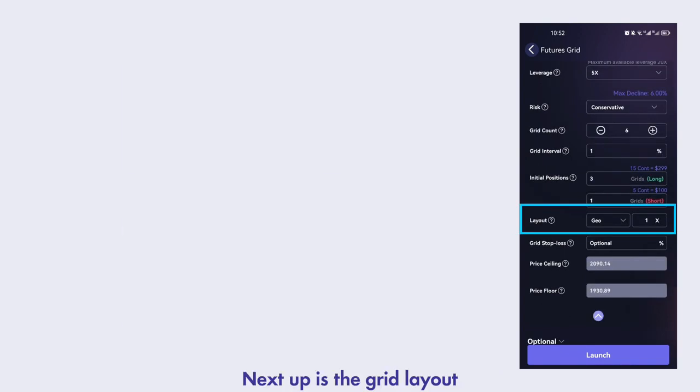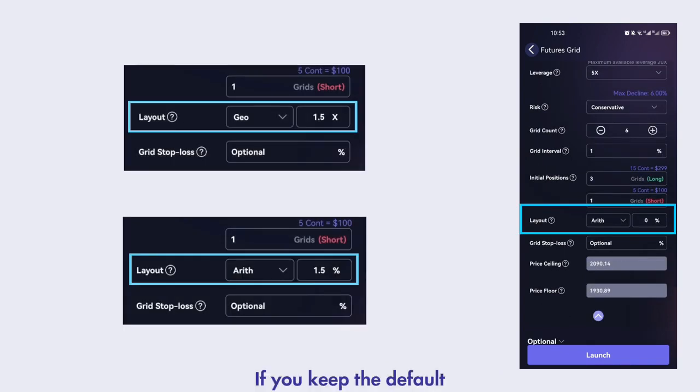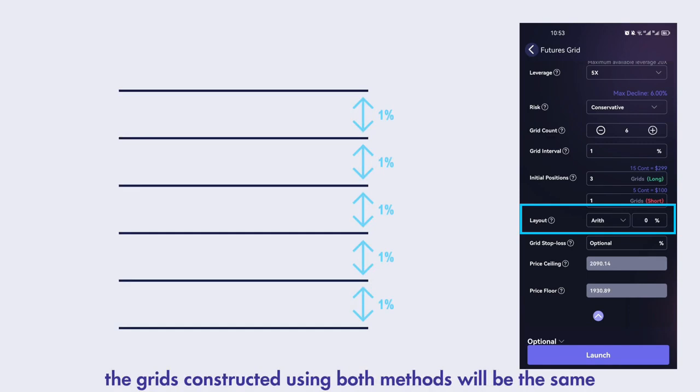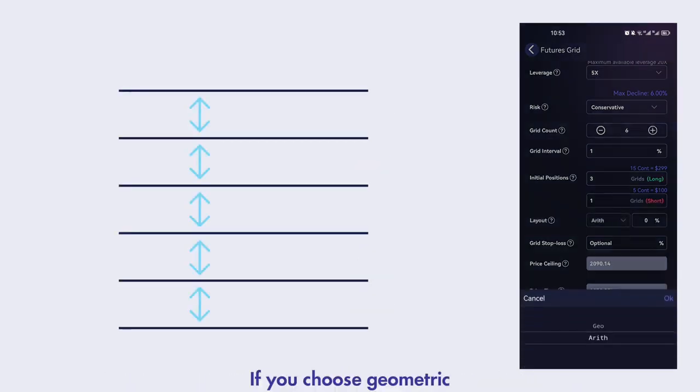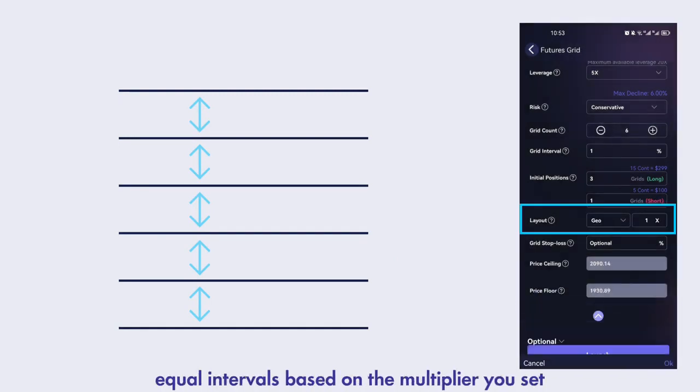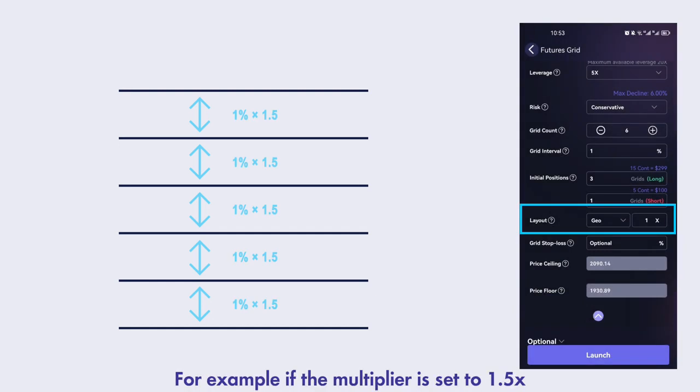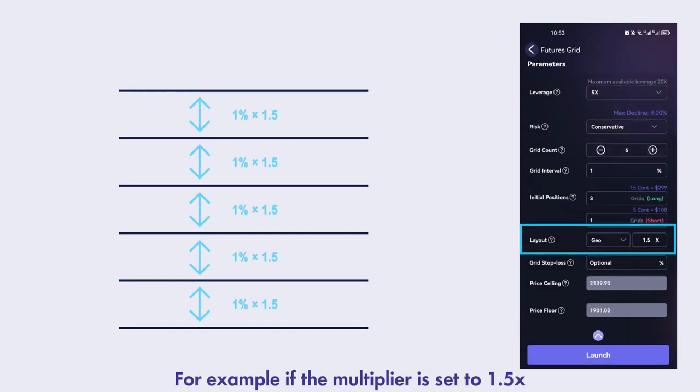Next up is the grid layout. If you keep the default geometric multiplier and arithmetic ratio unchanged, the grids constructed using both methods will be the same. If you choose geometric, the robot will lay out the grids with equal intervals based on the multiplier you set. For example, if the multiplier is set to 1.5x, you will get a grid layout like this. In narrow-range oscillating markets with smaller price fluctuations, each grid will yield higher profits.